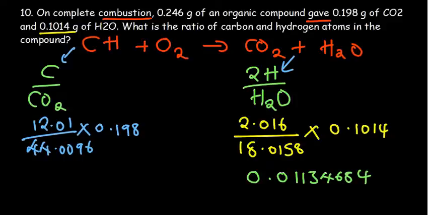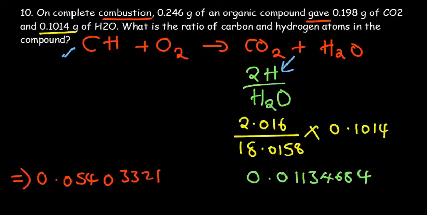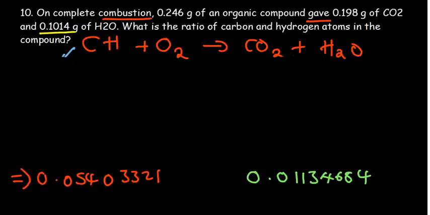We need to move to the other side as quickly as possible. 12.01 divided by 44.0096 multiplied by 0.198. So here I'm getting 0.054033321. So these are the masses of carbon and hydrogen respectively. So don't forget, on the left we had carbon, there we had our hydrogen. So these are the masses.